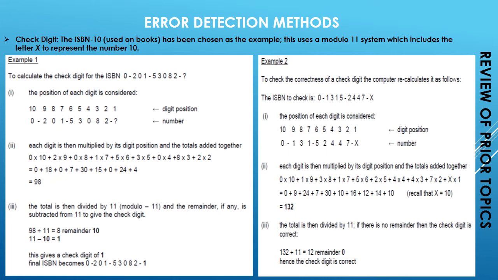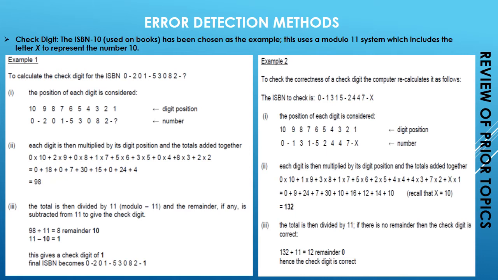4 will be multiplied with its digit position, that is 3, and so on. So in this way, we are going to get the total, which is 132. Step 3, the total is then divided by 11. If there is no remainder, then the check digit is correct.